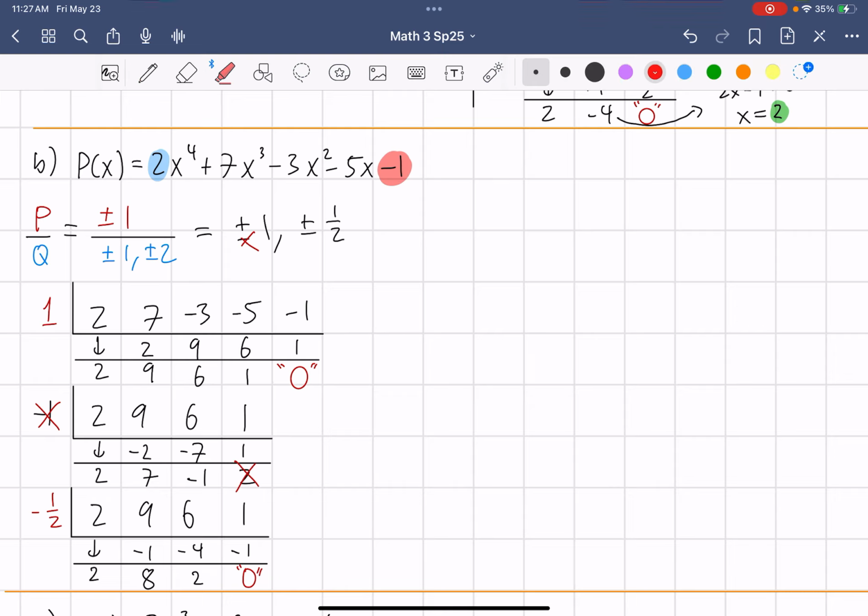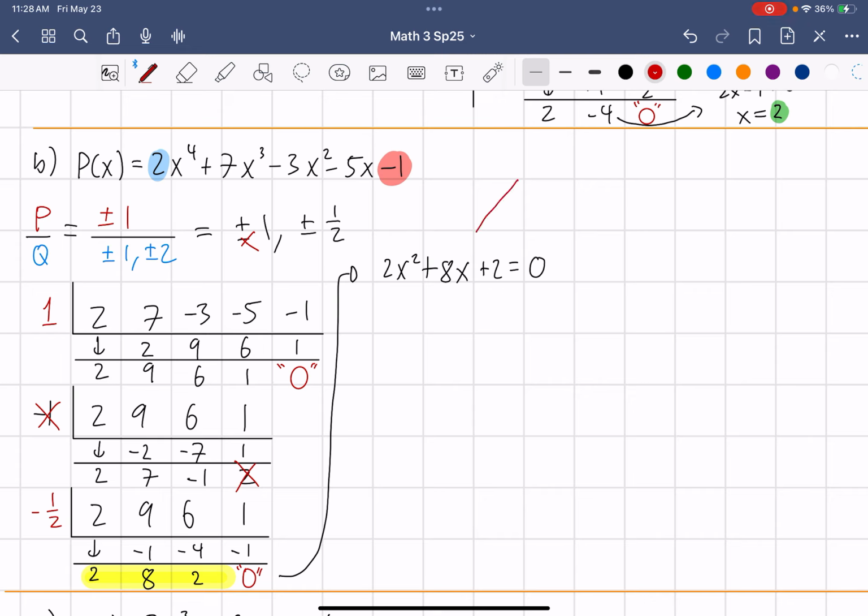But like I said, this is now a new polynomial that has decreased by 1 power. So we went from power of 4 to power of 3 to now we're at power of 2. So that is a quadratic. So I'm going to bring this up. Now the quadratic is 2x squared plus 8x plus 2. And again, I'm trying to find my zeros. So I set it equal to 0.